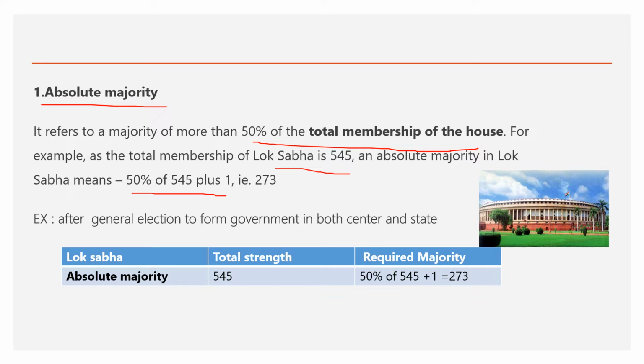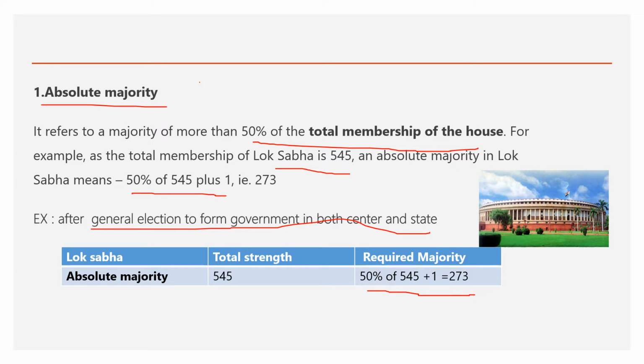Here 50% of 545 is 272, and that too plus 1. This is where the absolute majority works, and it takes into consideration even any vacancies in Lok Sabha. So absolute majority is the complete strength of Lok Sabha. This is usually used after general elections to form governments in both the Centre and the states. This is the time when absolute majority is used.